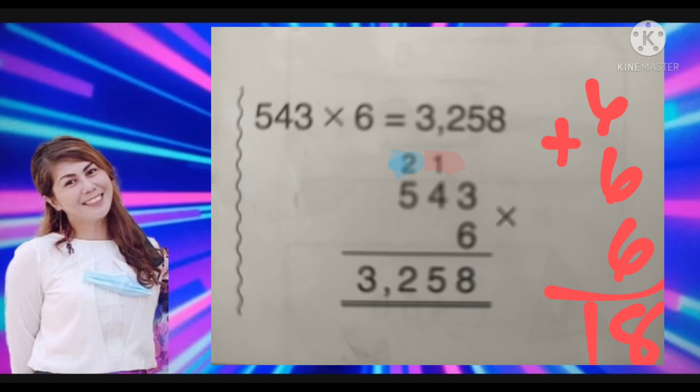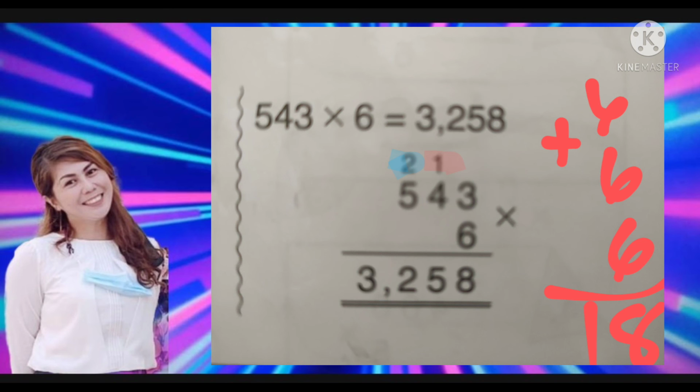Now we will multiply the hundreds place value. 5 multiplied by 6, how much? You can see 6 plus 6 plus 6 plus 6 plus 6 is 30. And remember there is a 2 here, so 30 plus 2 is 32. There are no more numbers in the thousands place value, so we bring down the 32. The answer of the given number 543 multiplied by 6 is 3258.